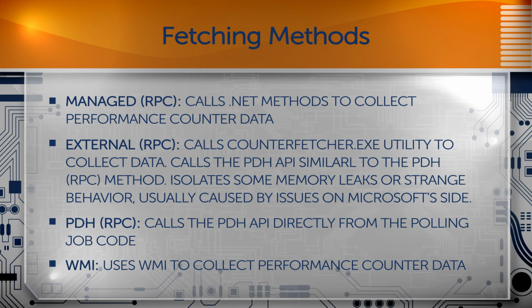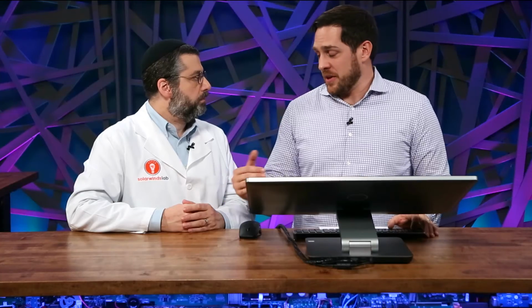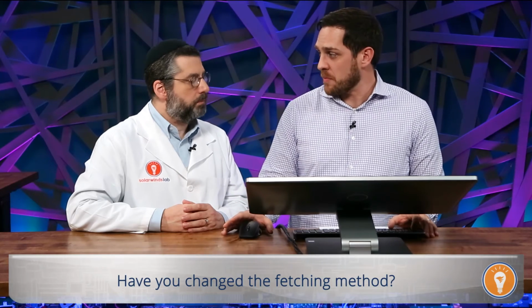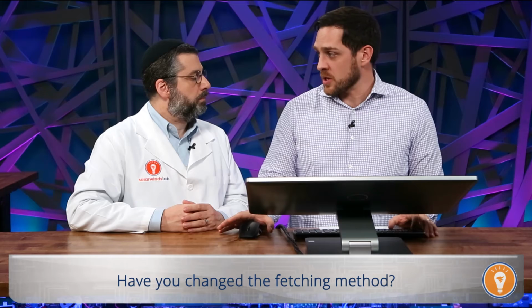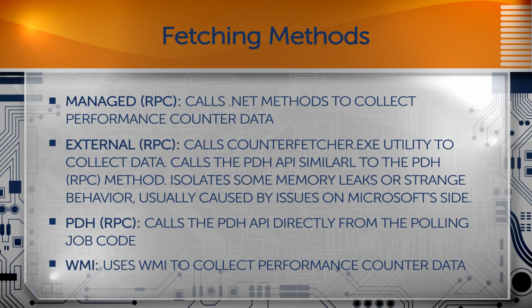So let's go ahead and run them down. The first type of RPC call is managed, and this is a simple .NET call, basic .NET call methodology. The next is external. This is using the counterfetcher utility that we have. We're not actually leveraging the native capability of the operating system. We're utilizing our own utility to go in and make that RPC call. So counterfetcher.exe is something we included in the SolarWinds product set. And then the native capability, the PDH API call. Again, this is native to the operating system, leveraging what's in the operating system, and doing that natively.